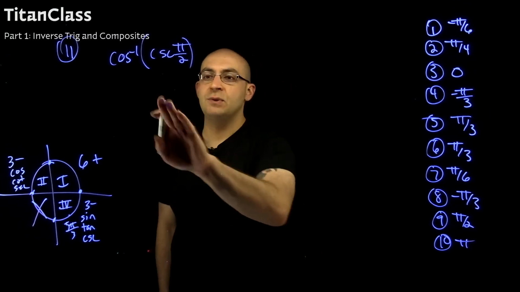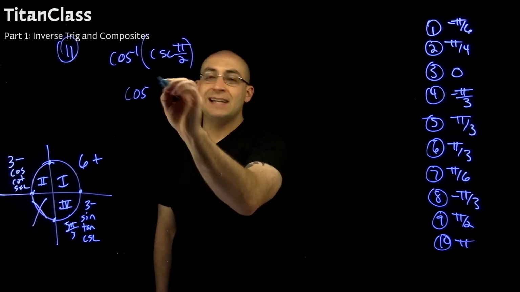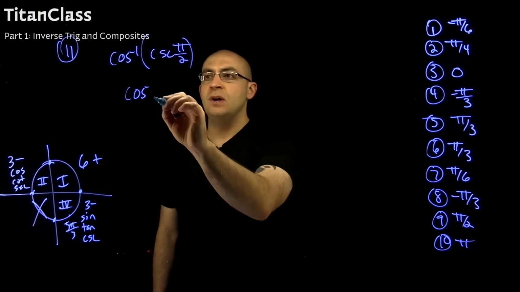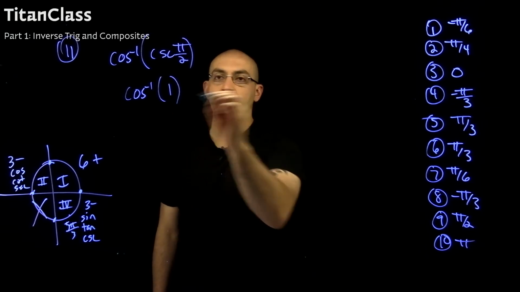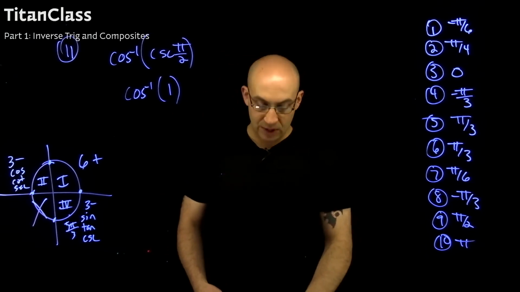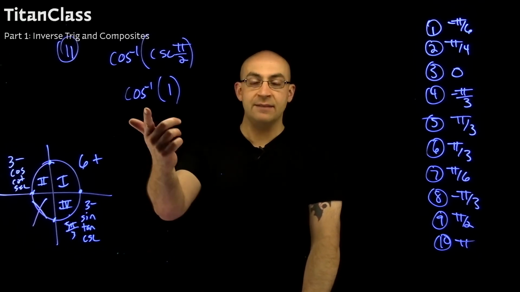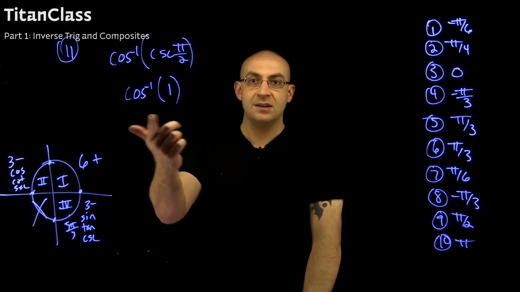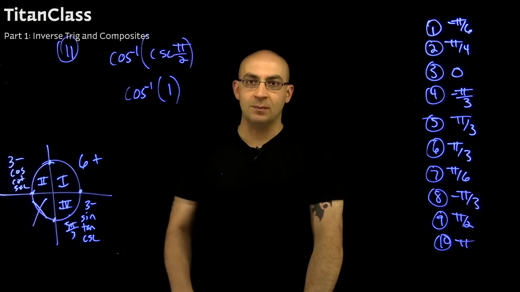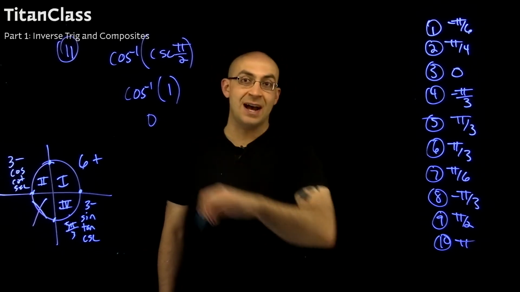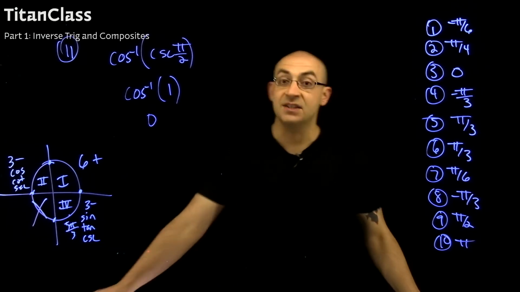So what I'm going to do here is replace cosecant of pi over 2 with inverse cosine of 1. Now we ask ourselves the question, where is cosine inverse 1, or where is x 1? That only happens at one place, and that's at 0. So my answer to this entire thing, this inverse, is 0.